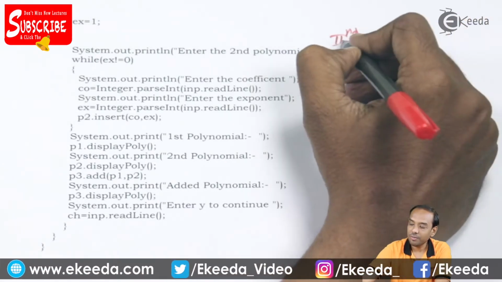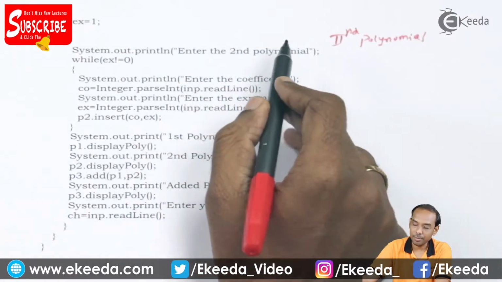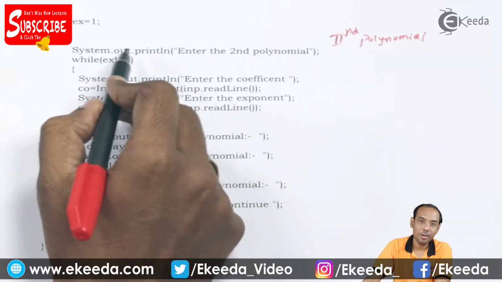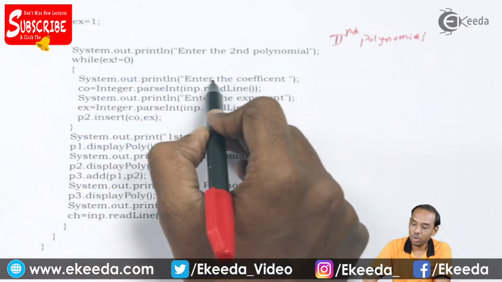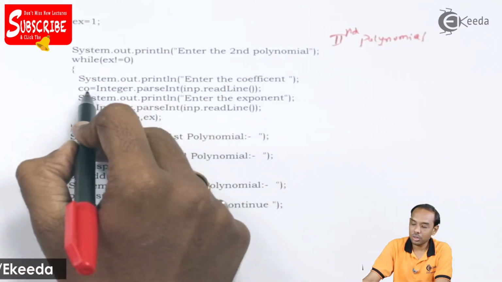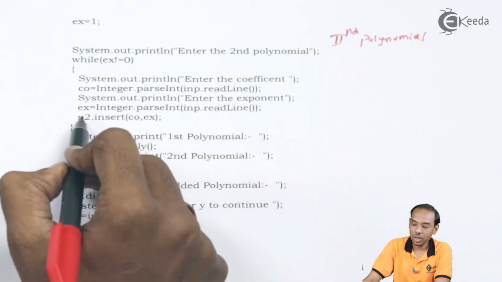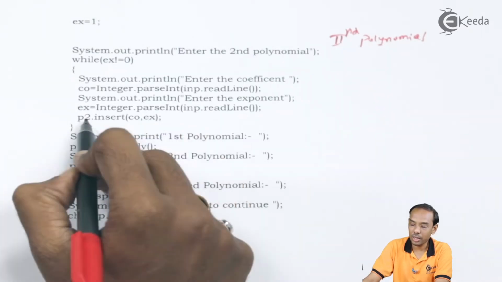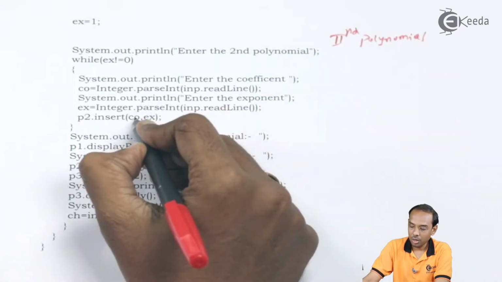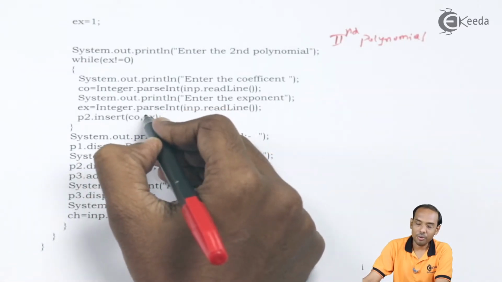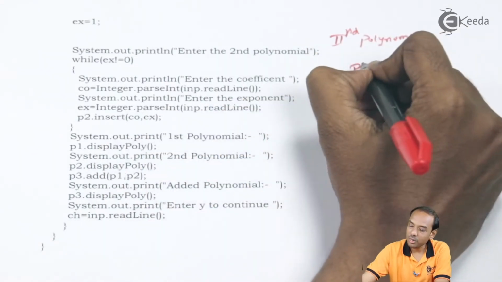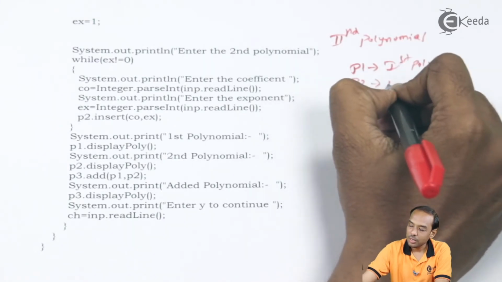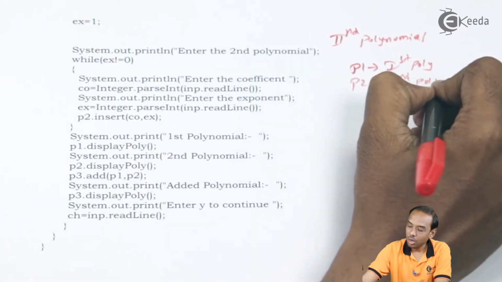Previously we were done with the first polynomial. Now we are going for the second polynomial. While ex not equal to 0, it will act as a kind of flag. While ex not equal to 0, enter the coefficient, that will be stored in co and this will be stored in ex. We are calling it on the object p2, so it will have the values co and ex. This will define the coefficient of the second polynomial and this will define the exponent of the second polynomial. So p1 is the first polynomial object and p2 is the second polynomial object.